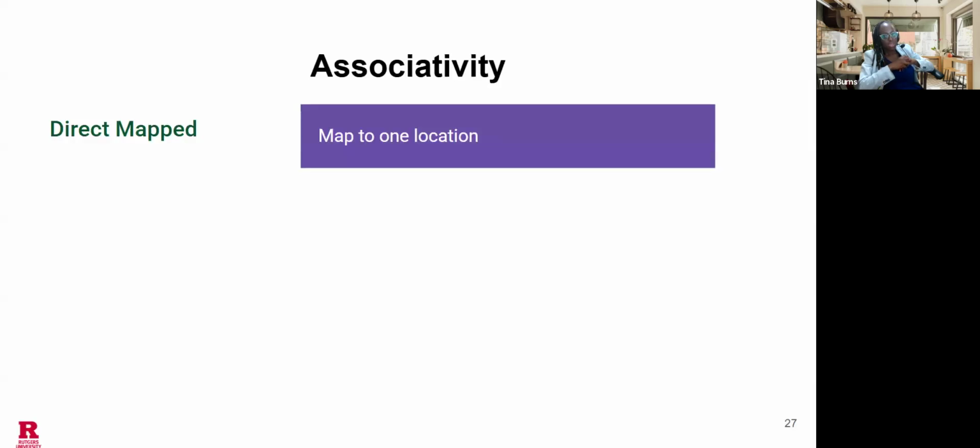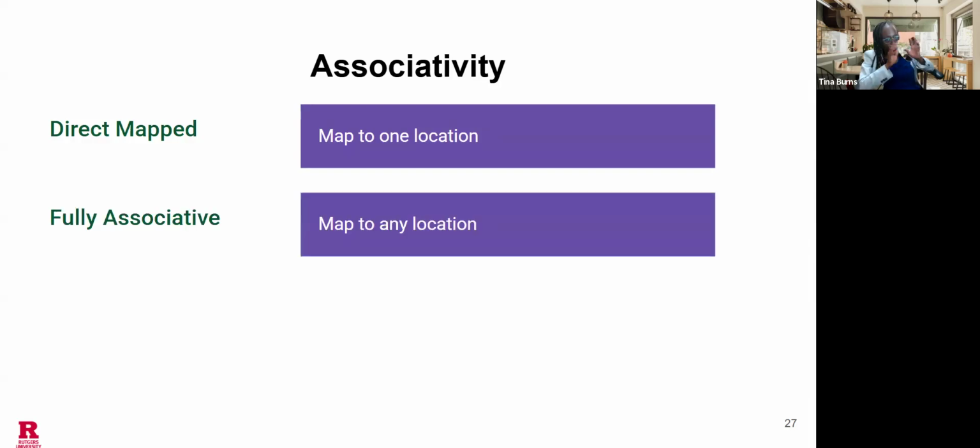There are going to be 3 types of associativity that we discuss in this class. One is direct mapped. That means that every address is mapped to exactly one location in your cache. We have your fully associative cache, and that means that you can map that address to any location. It will accept any location. I can map it wherever I want.